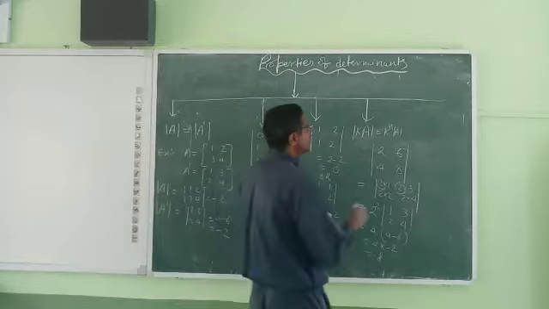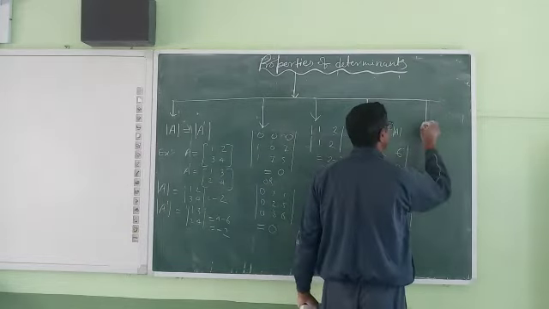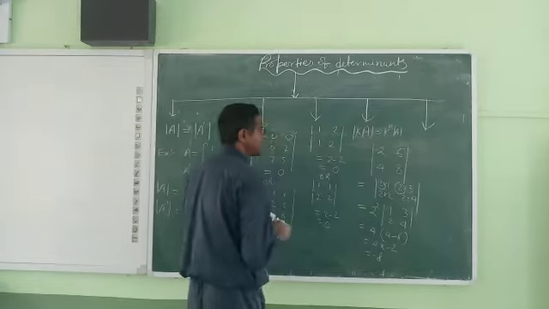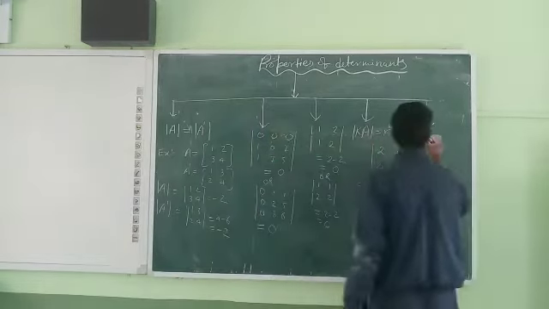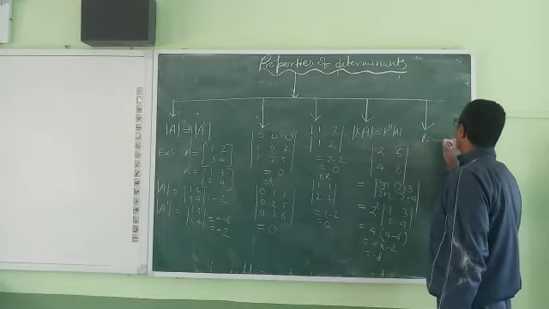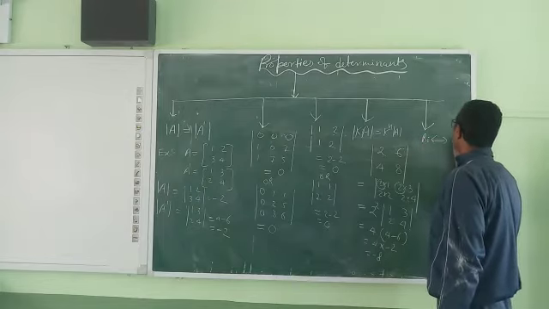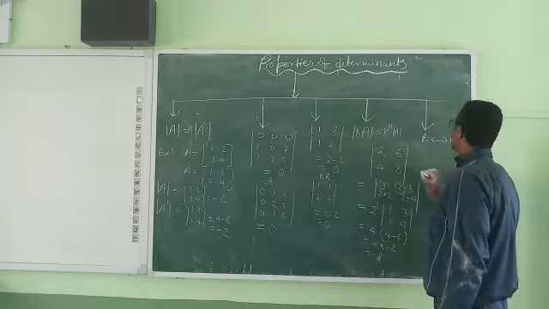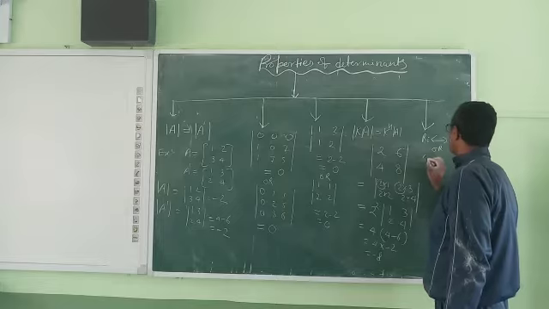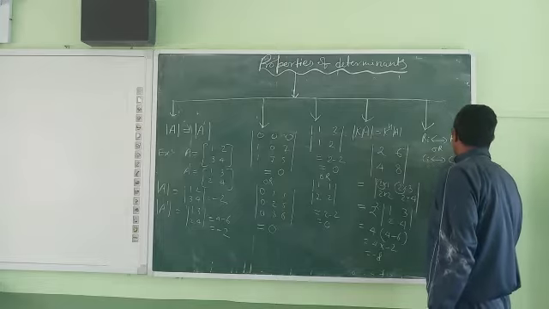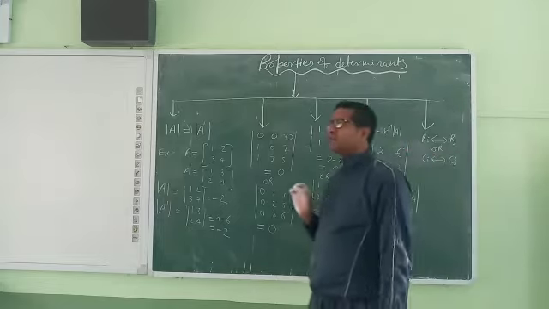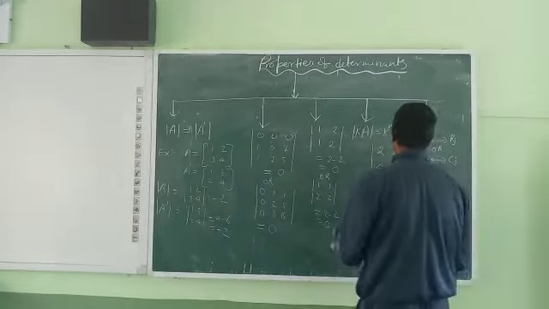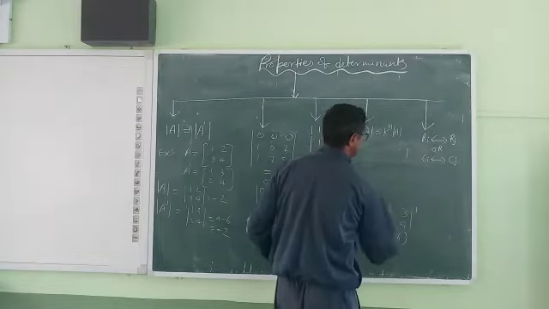Now come to property number 5. In the fifth property, if any two rows or two columns are interchanged, Ci interchanged with Cj, then the sign of the determinant will change. Let us understand with the help of examples.